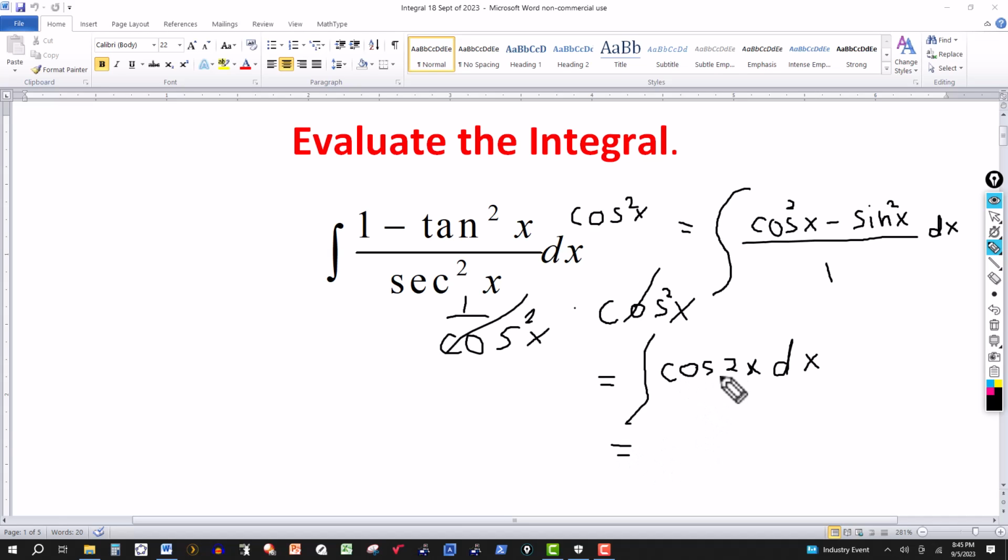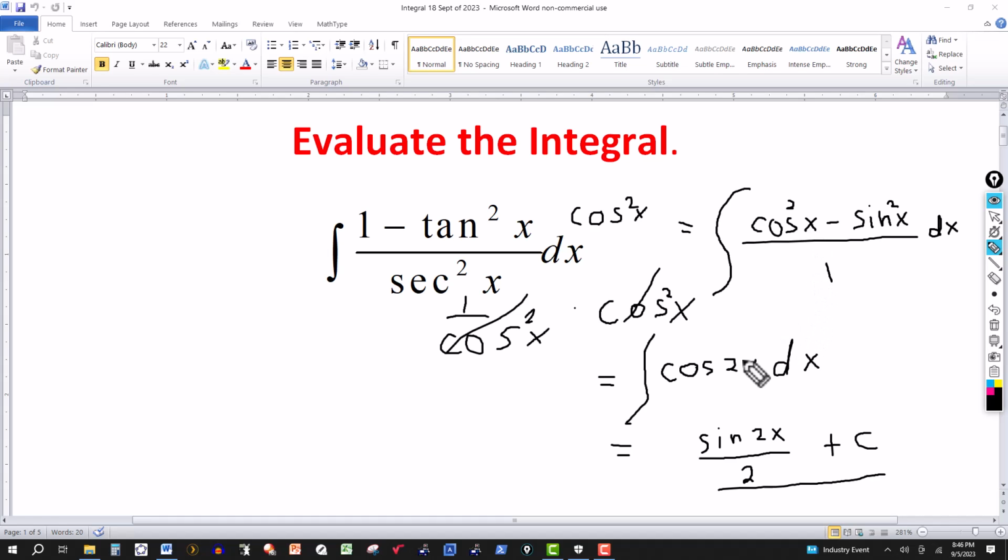The integral of cosine of 2x, well, the integral of cosine is sine, whatever the argument is, 2x in this case. And then using the chain rule in reverse, we put this over 2, plus the constant of integration. And that's your answer.